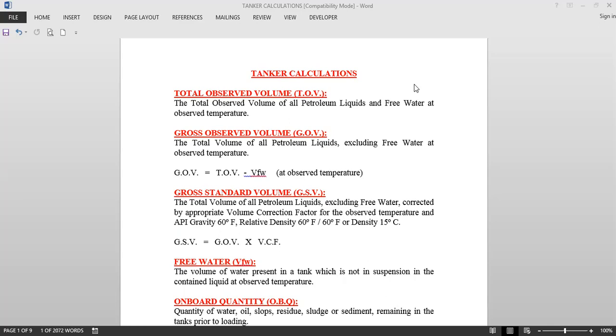When you are keeping watch in the cargo control room, you see the mate calculating cargo figures. This will help you understand how to go about doing these cargo calculations. Also, it will help you in your exams and when you go for promotional interviews. This might help you there also. So watch this video carefully.